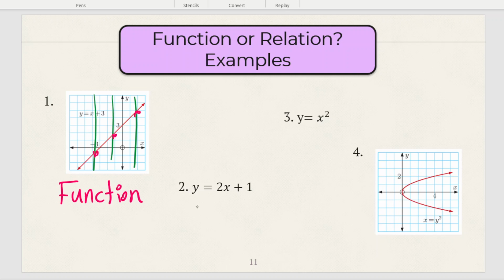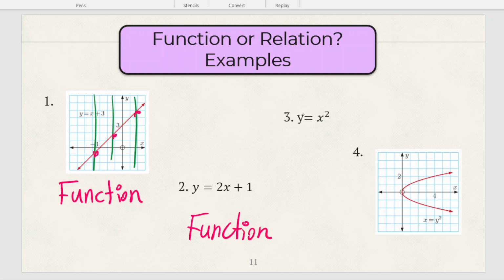Number two, similar to what we have in number one, we've got y equals 2x plus 1. This is the equation of a line. So we've got basically y equals mx plus c. So any value of x is just going to give one value of y. So again, function.